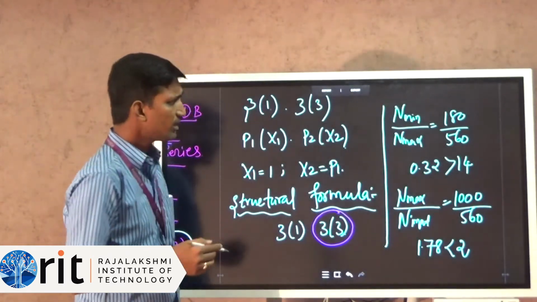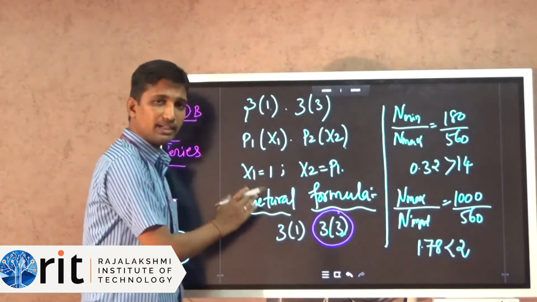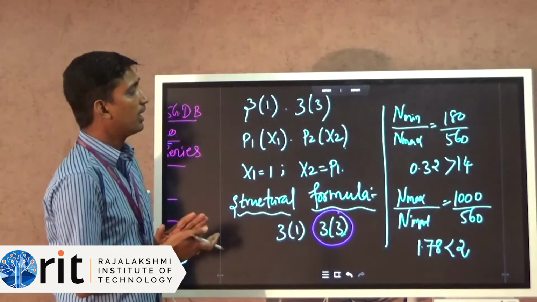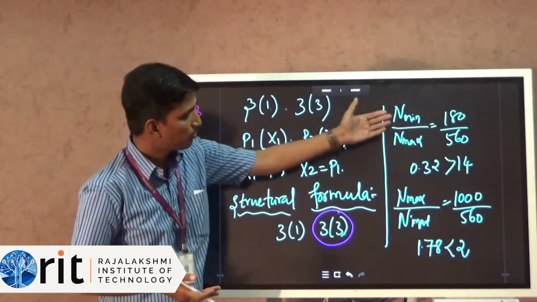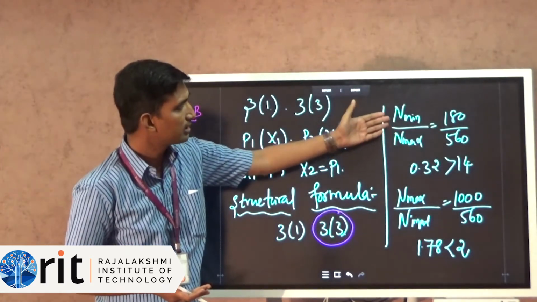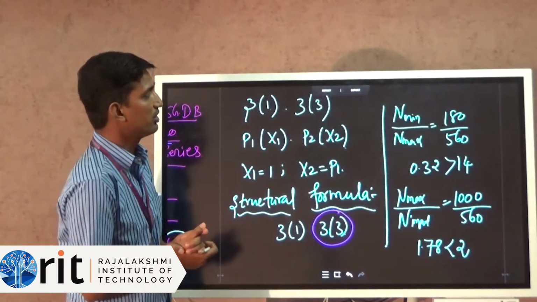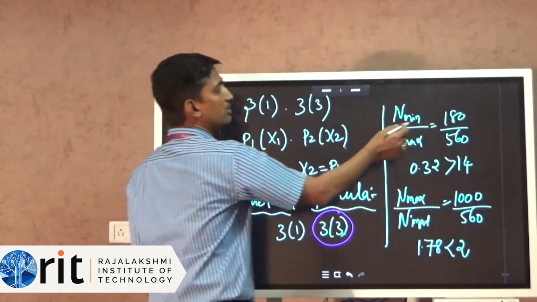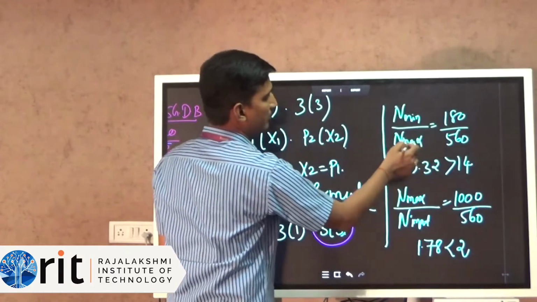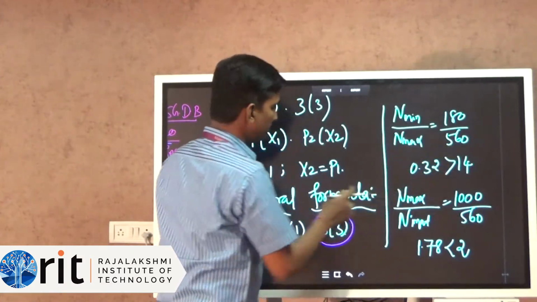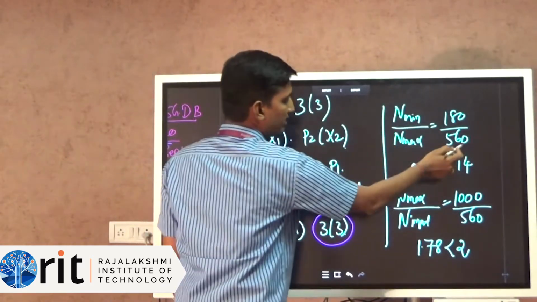After writing the structural formula, I have to look into calculating the various speed ratios. The minimum speed which is given in the problem is 180, and the maximum speed in that particular stage is 560.